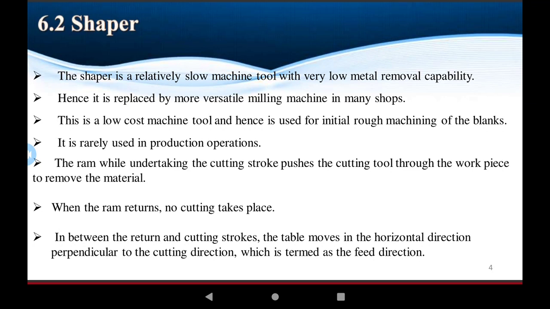The table moves in the horizontal direction, perpendicular to the cutting direction. During the return motion the table moves horizontally. In this shaper machine, the tables reciprocate relative to the tool, and the tool is in a fixed position. The table moves in the horizontal direction, perpendicular to the cutting direction of the metal on the workpiece, which is termed the feed direction for the tool.